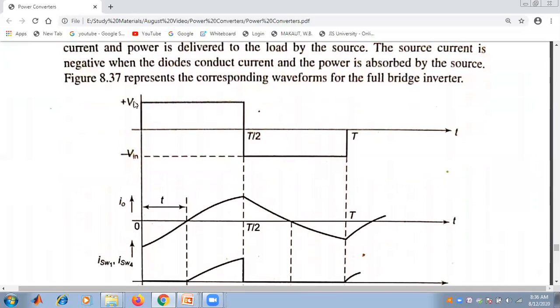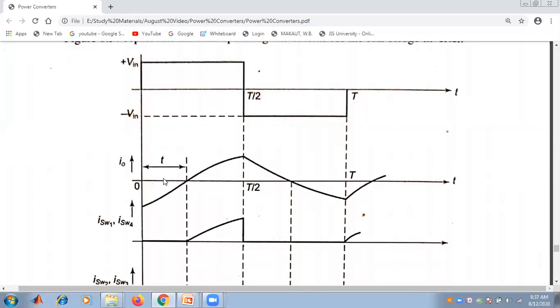So this is the voltage and current waveform for a full bridge inverter, where the time interval is varied from 0 to T by 2 and from T by 2 to T, with the help of the switching sequence that we have already seen. For the time interval 0 to T by 2, the output voltage is plus V, and for the time interval T by 2 to T, the output voltage is minus V. So in this way, the output voltage is varied.